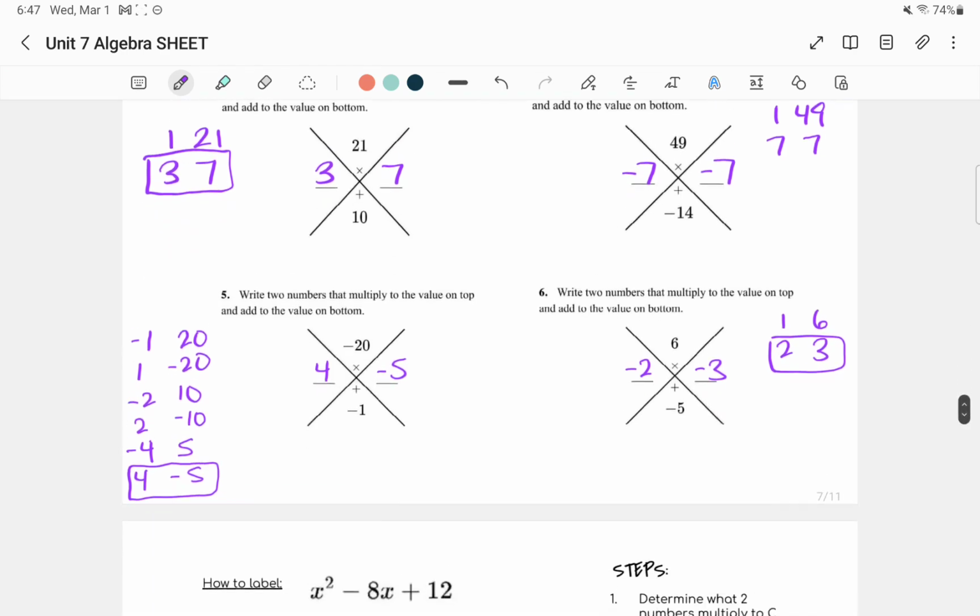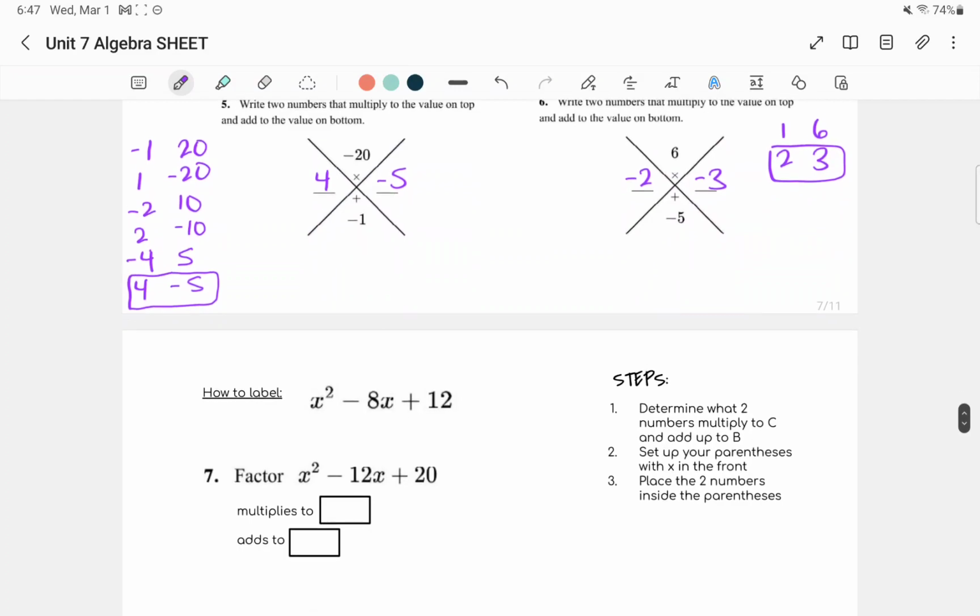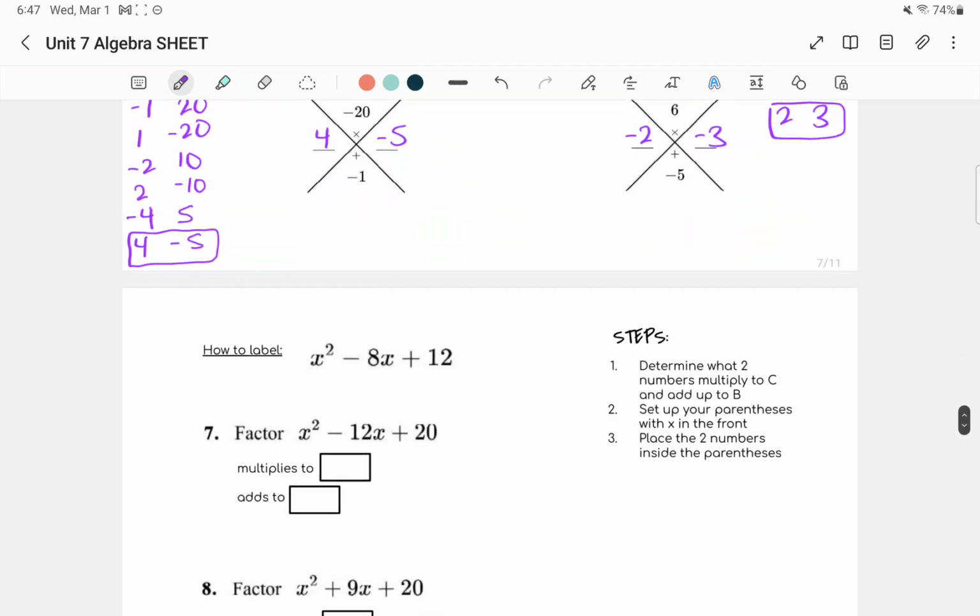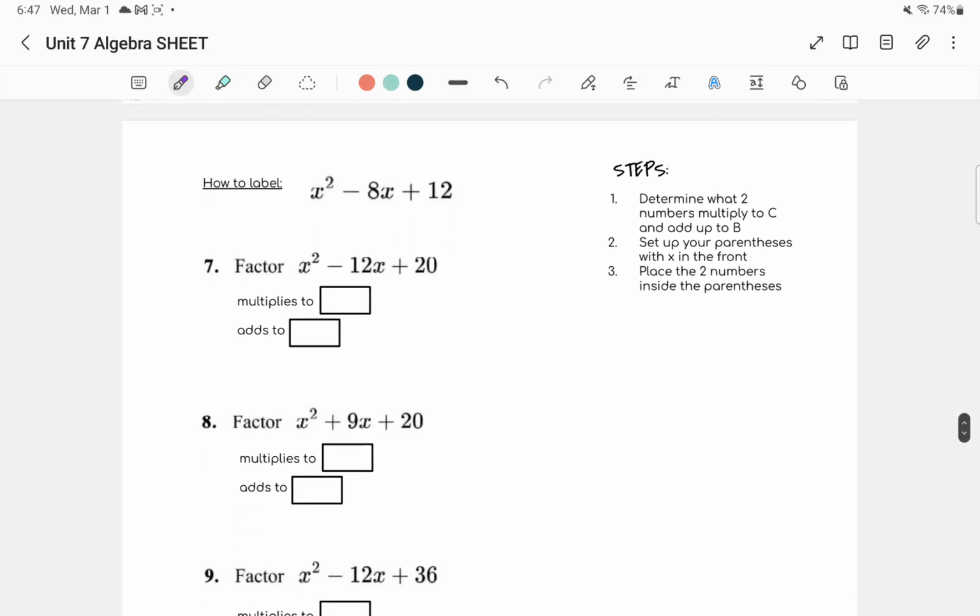All right, now that we've done that, now we can go into actually factoring. First, we're going to label. I want us to label this up here, just because I want to give you directions on how to label. So this is going to be A, this is going to be B, and this is going to be C. So A is our first term, B is our second term, C is our third term. And this is important because in the steps here, I'm going to mention B and C. And so that's why we need to label it first.